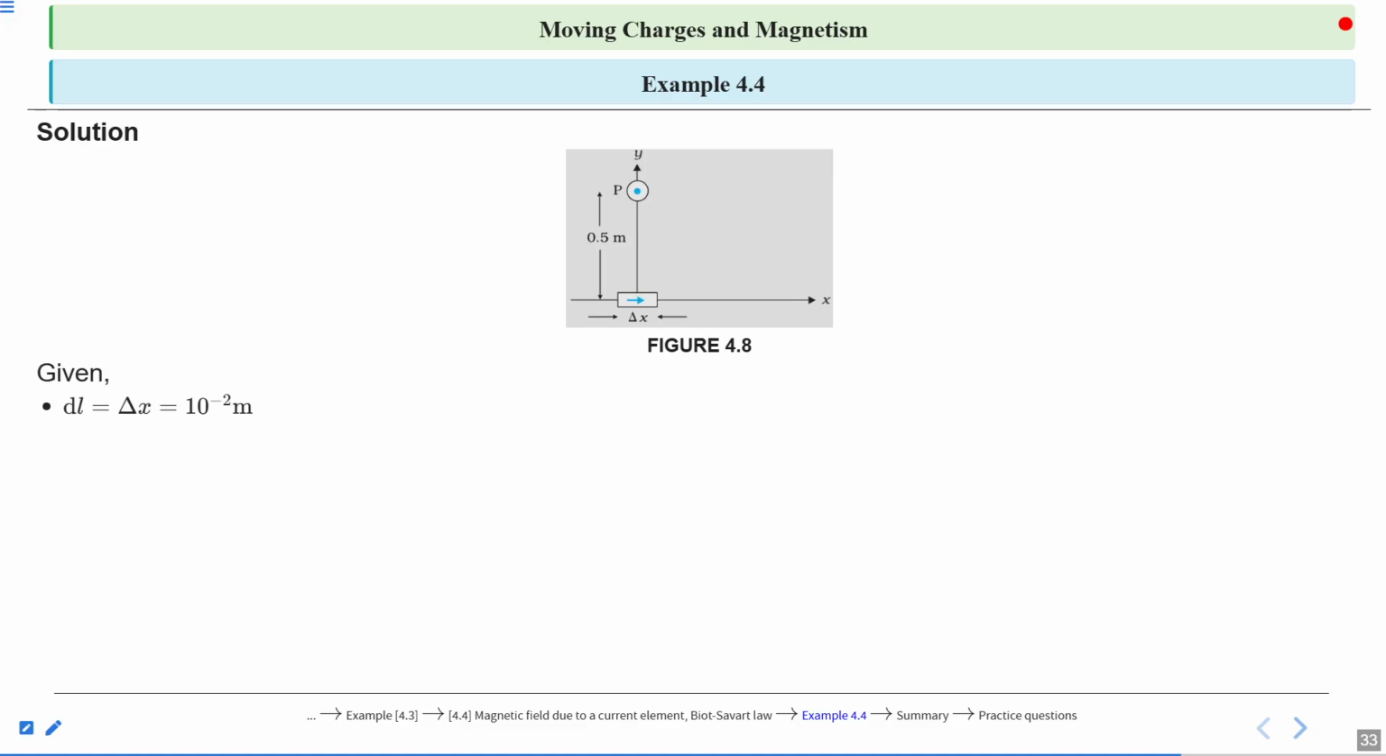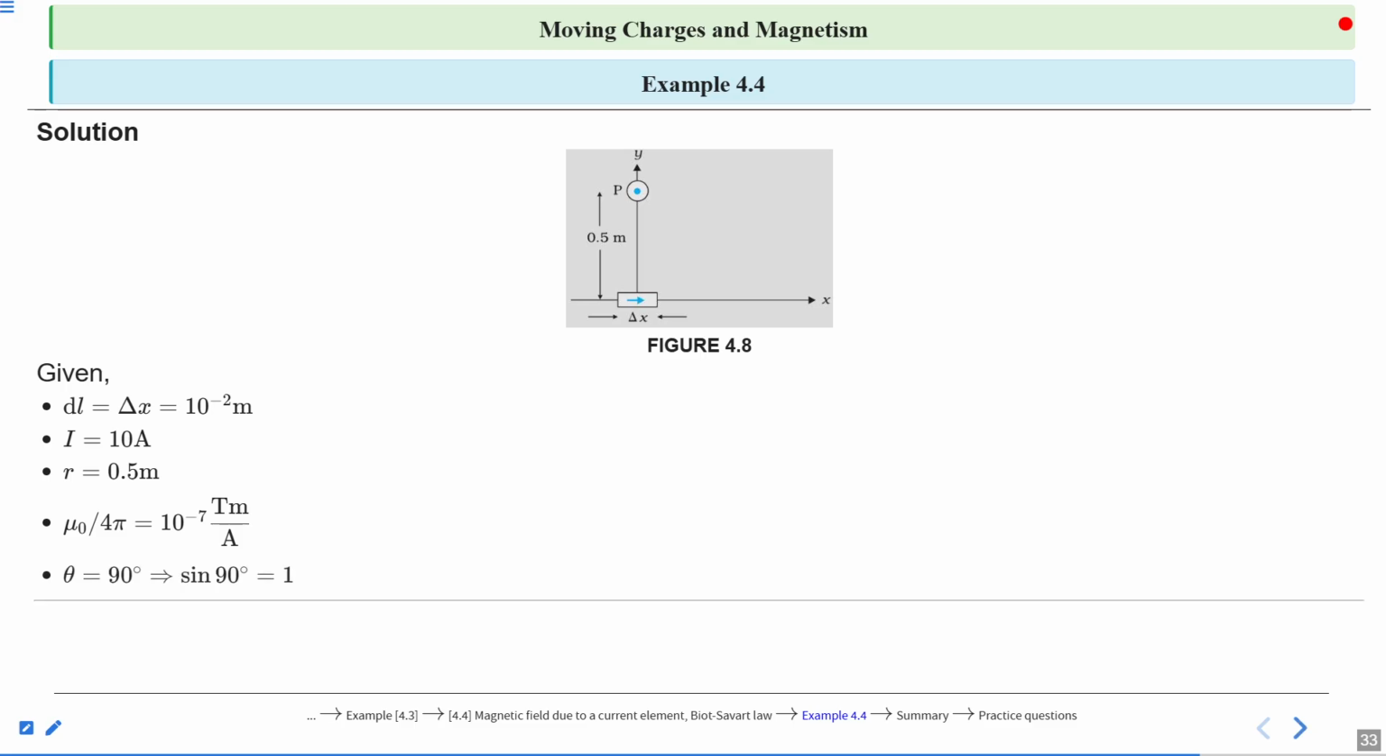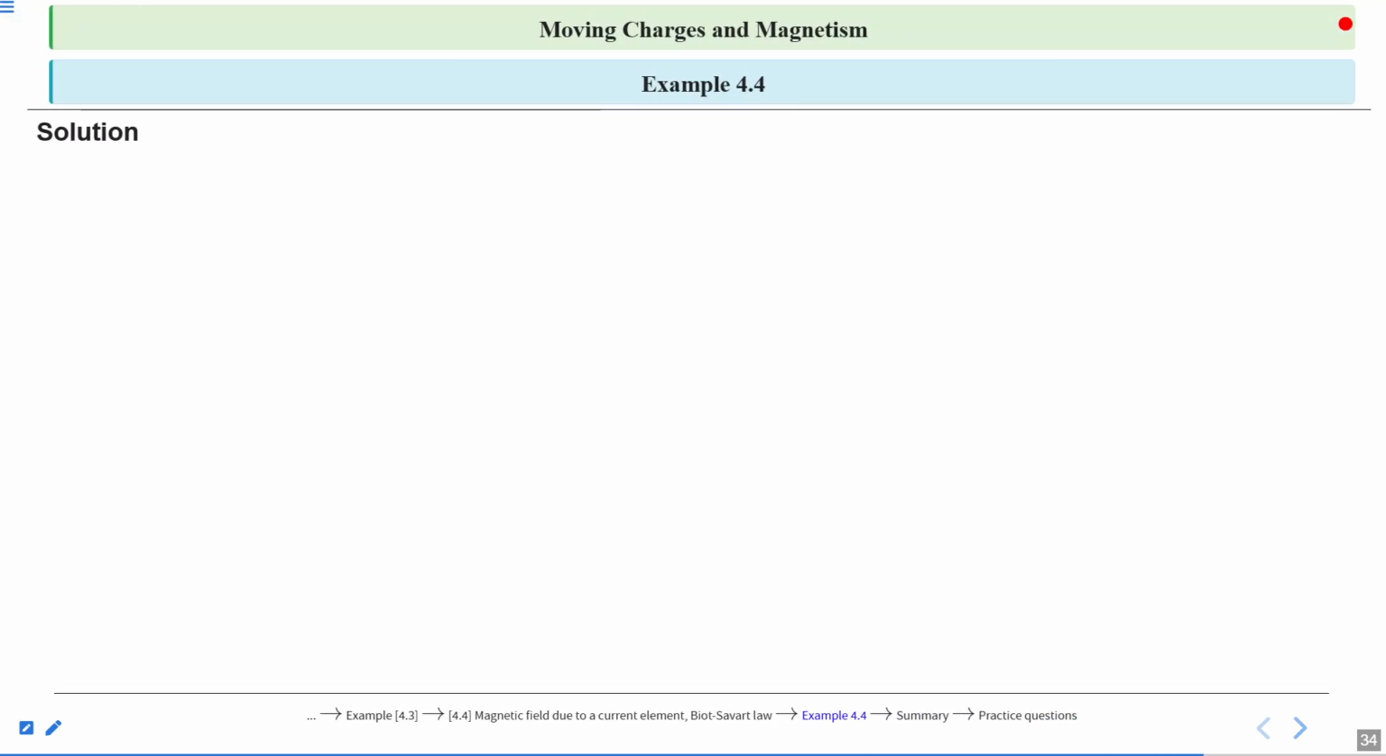What is given? dl equal to delta X equal to 10 raised power minus 2 meter. I is given, 10 ampere. r is given, 0.5 meter. And mu naught by 4 pi, we know this is a constant; its value is 10 raised power minus 7 Tesla meter per ampere. Theta is also given, the angle between r and the dl vector. The dl vector is along the x axis and r is directed towards the y axis, so the angle is 90 degrees. So sine 90 is 1. Now you can put the values in the formula.